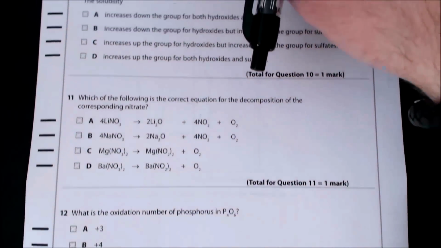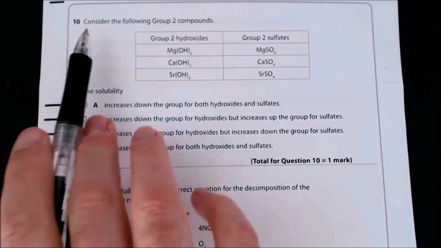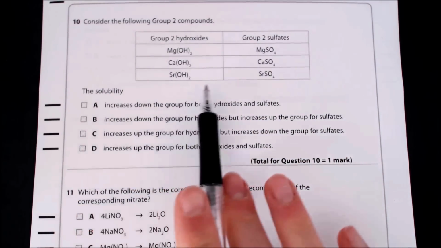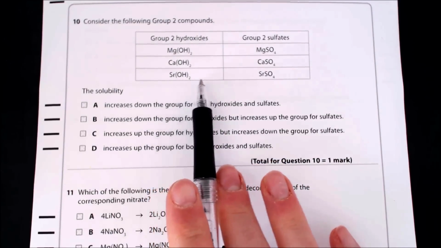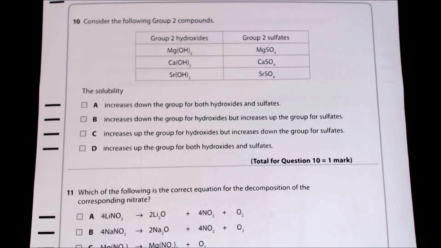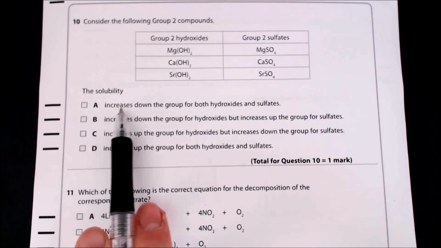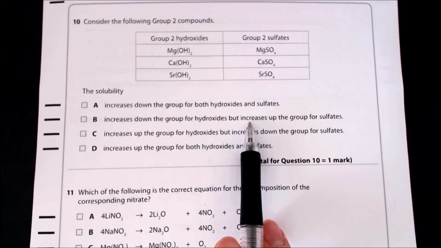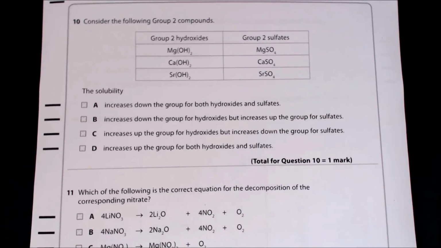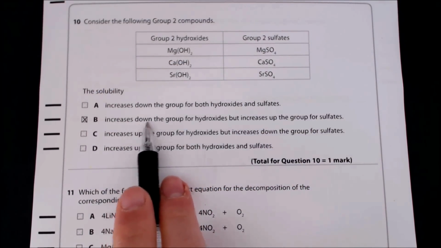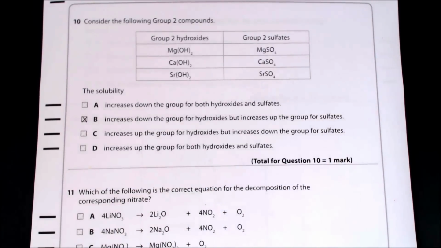Right, on to question 10. Let's consider the following group 2 compounds, and we've got the group 2 hydroxides and group 2 sulfates. Now we've got to know about the solubility of these, and effectively as we go down the group, the solubility of hydroxides increases, and as we go down the group, the solubility of sulfates decreases. So we need to read these really carefully. It says increases down the group for both hydroxides and sulfates, but that's not correct. Increases down the group for hydroxides, but it increases up the group for sulfates. So this one is true, because this is going up the group for sulfates and down the group for hydroxides. So make sure you're reading it really carefully. So that one is B.